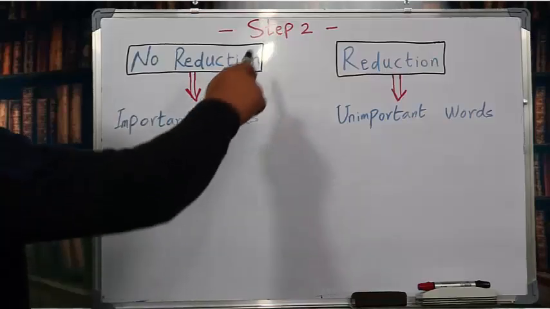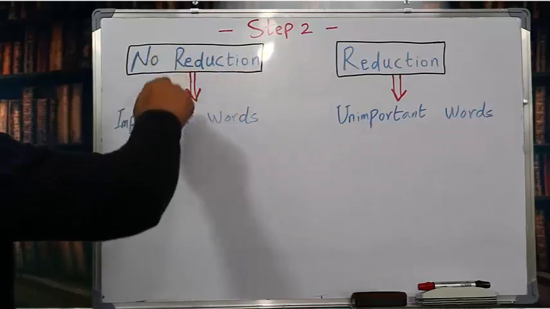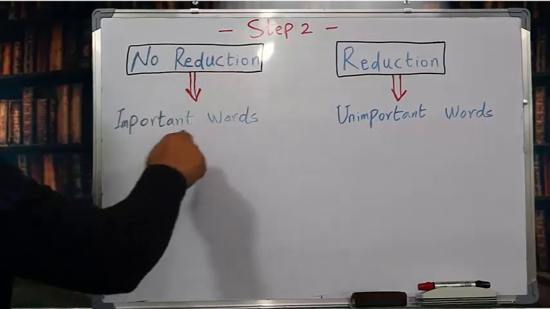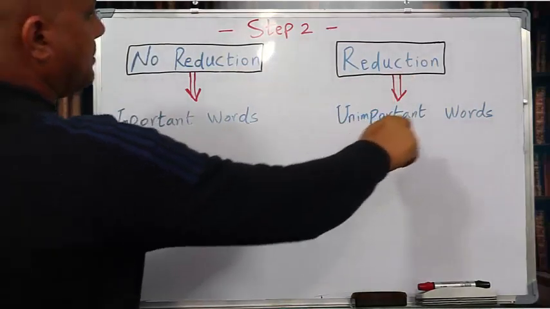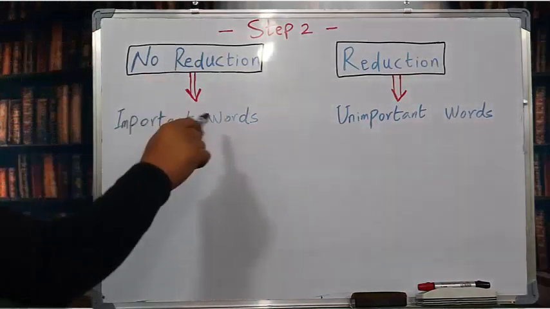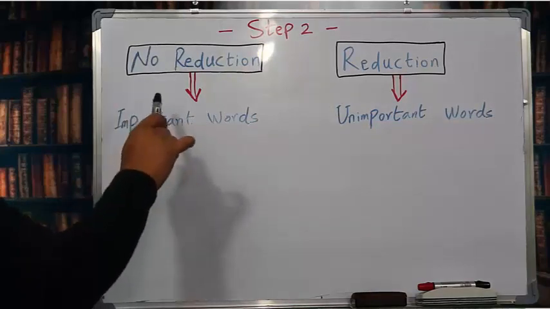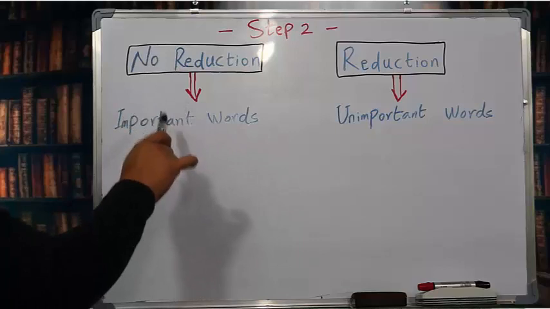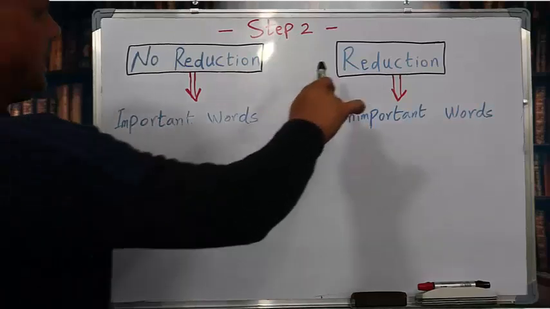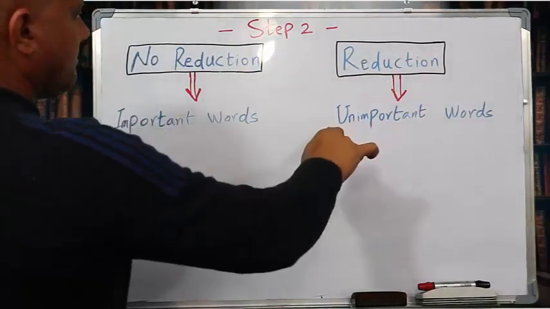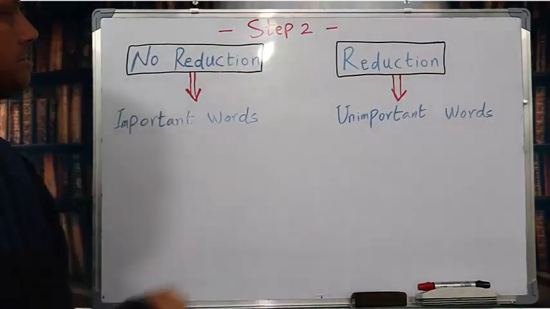Here it is, step 2. Step 2 is all about reduction. So we don't make reduction on important words, but make big reduction on unimportant words. In this step, important words are not touched. Don't make any reduction on important words, but make reduction on unimportant words while speaking in American English.